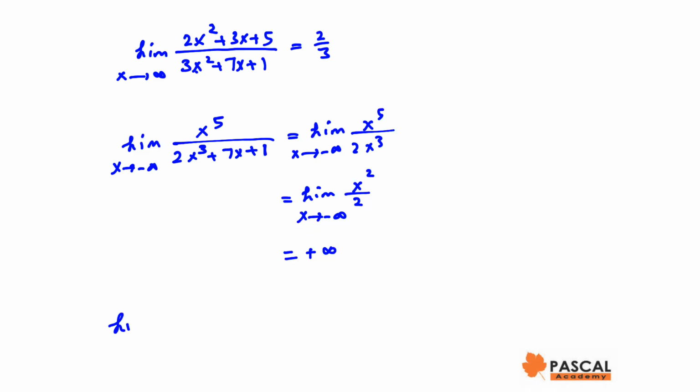Limit of 7x over x squared plus 11x plus 4 as x approaches infinity is the same as the limit of 7x divided by x squared, which is the same as the limit of 7 over x as x approaches infinity. And this limit is 0.